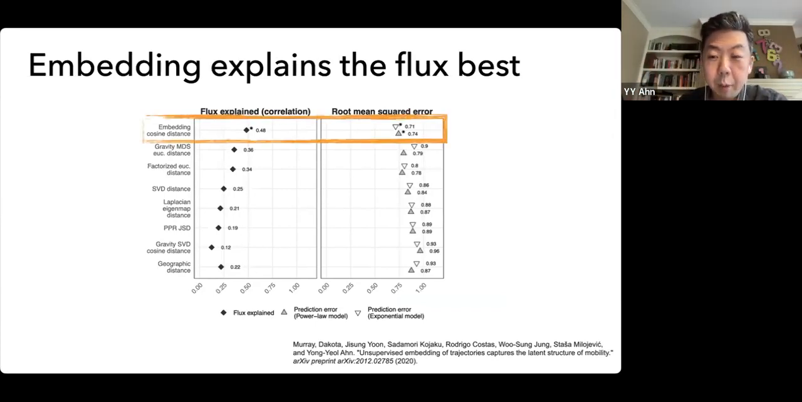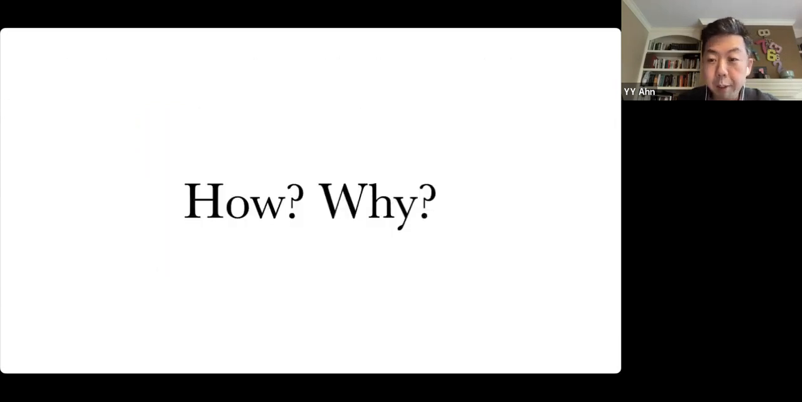So that's kind of strange, right? We don't see anything about the gravity law in the word2vec function, but yet we get really, really good agreement between where these institutions get placed in the embedding space and the expected flux dictated by the gravity law. So there must be something going on here.